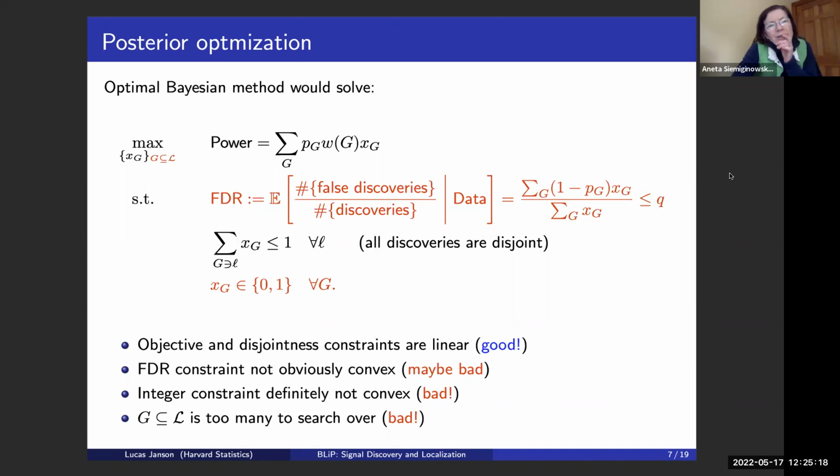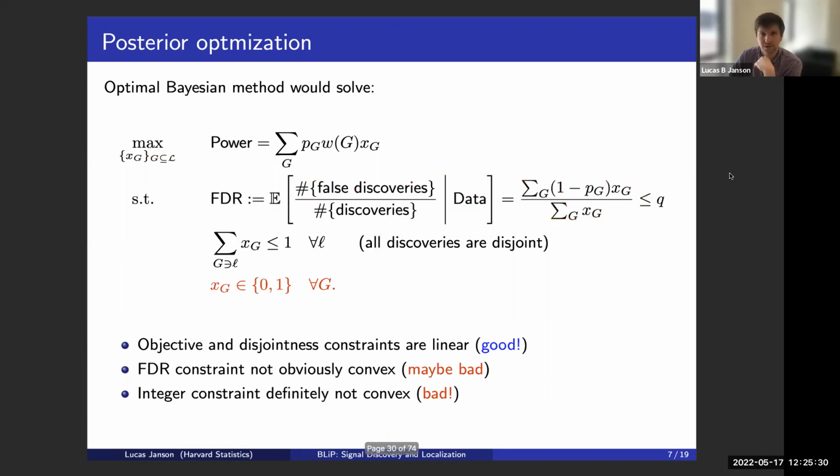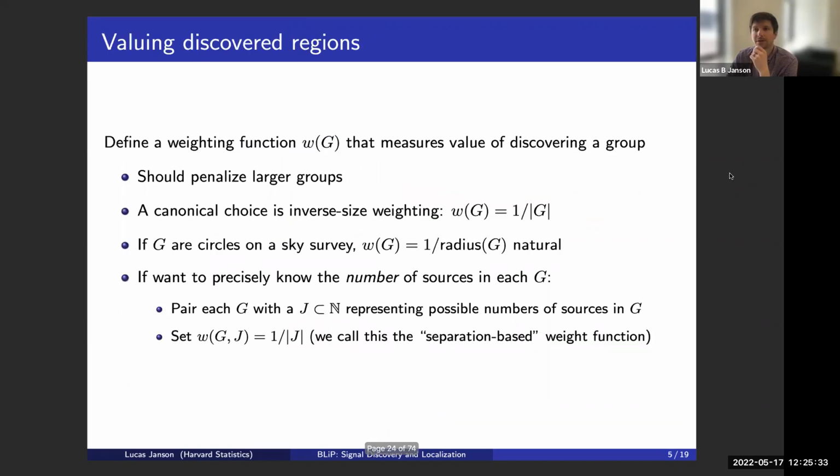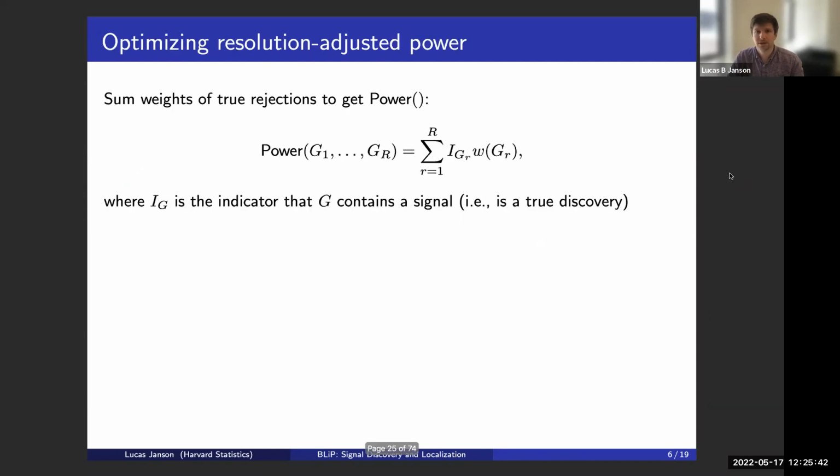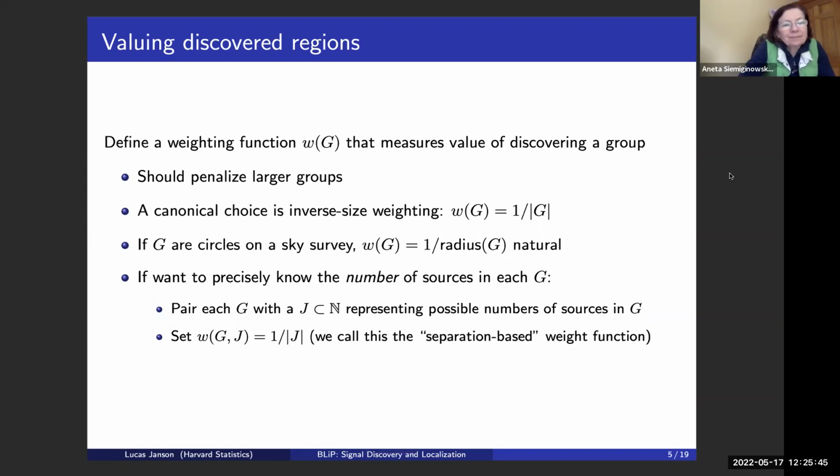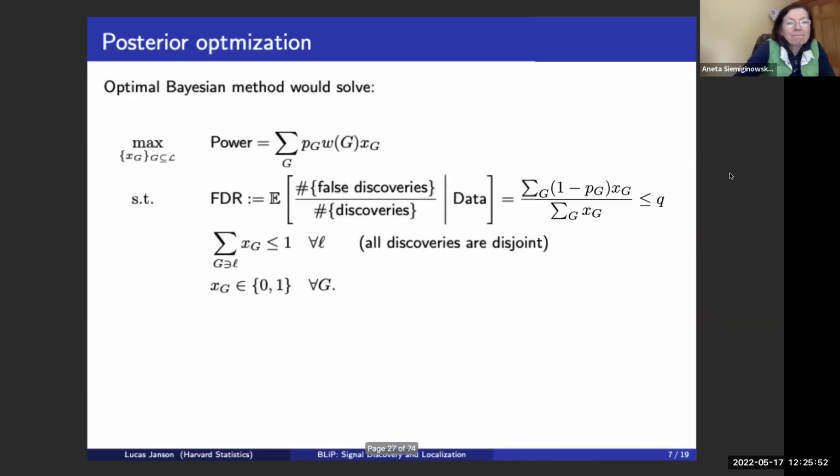I have one question. How do you assign the weights to the regions? It's a user-defined choice. So you have to pick. That's what this slide was all about. It doesn't come from the data. That's something that you define. It really depends on what you want out of your data. We have some default choices, but we would love to hear if people have suggestions for other weights that would be particularly interesting in Astro applications. Okay. Great.